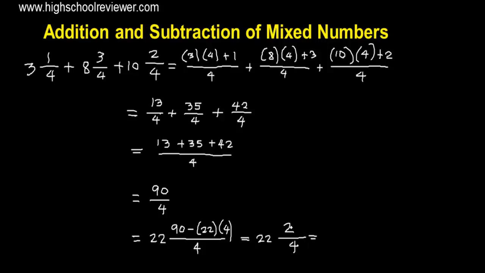But we can still simplify 2 and 4 because 2 is common between them. This will now be 2 divided by 2, that is equal to 1, and 4 divided by 2 is equal to 2. Therefore, 3 and 1/4 plus 8 and 3/4 plus 10 and 2/4, that is equal to 22 and 1/2.